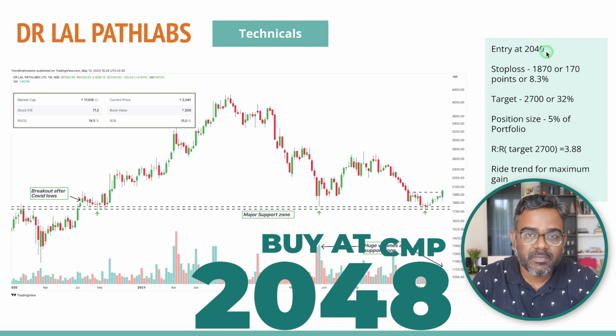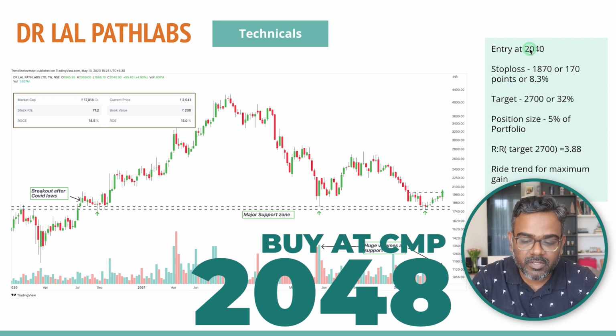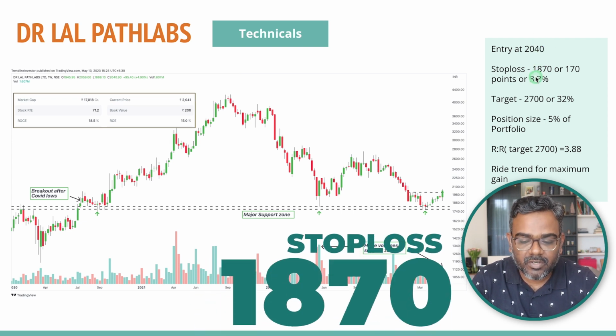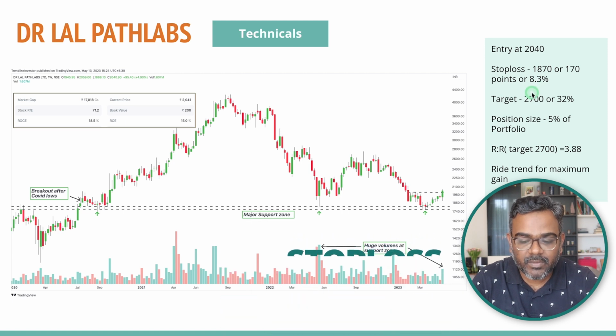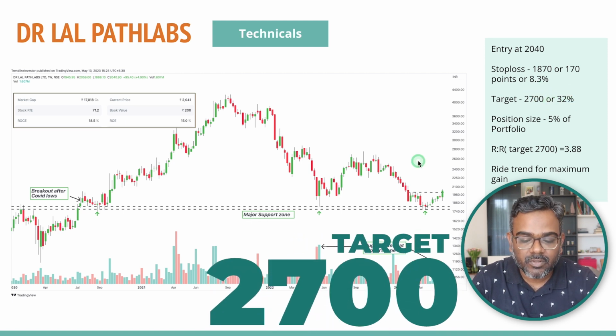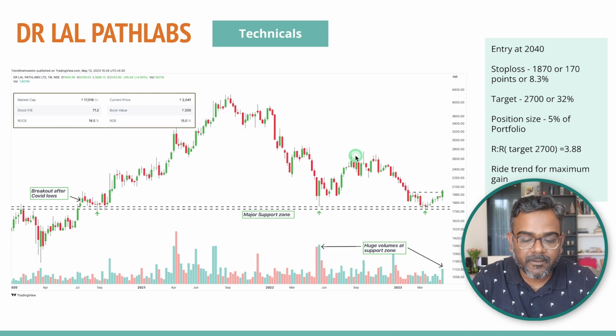So you can buy at the current market price, just 2,040 rupees. Just an 8% stop, and we're going to look for targets of 2,700, which is 32% from current levels. 2,700 is nothing but these levels over here, which is a major resistance, probably on the weekly charts. Now, if we break out from that downtrend, then we might even cross this and head higher as well. That's why I said try to ride trends. If you're an investor especially, try to ride trends. They might really give you good returns, especially in fundamentally good companies.